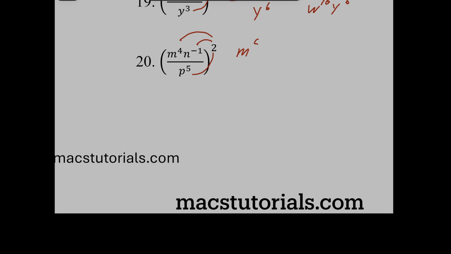And I'm going to get m to the 8, n to the negative 2, all over p to the 10th. Okay? And so I have my n with a negative exponent, so I don't want those. So I keep my m up here, l, m, n, o, p. So n is going to go to the bottom, and it's going to be followed by the p. And there you go. All right, so that's a lot of work, guys.